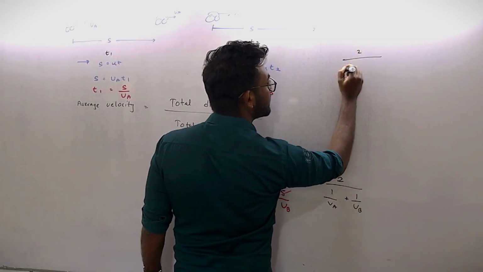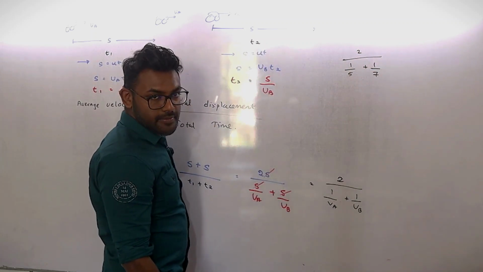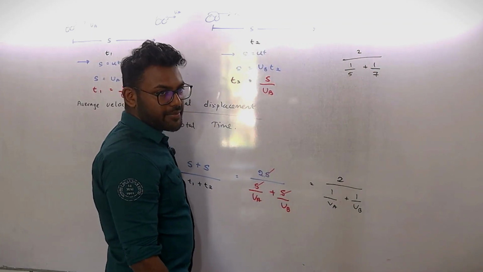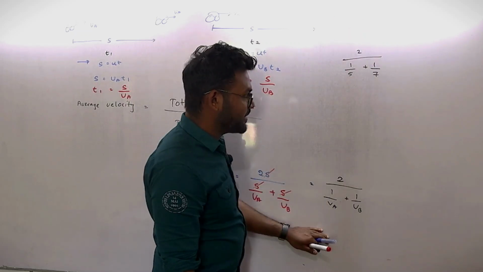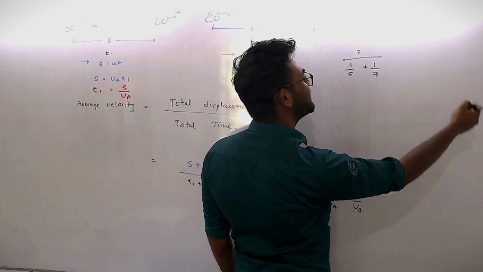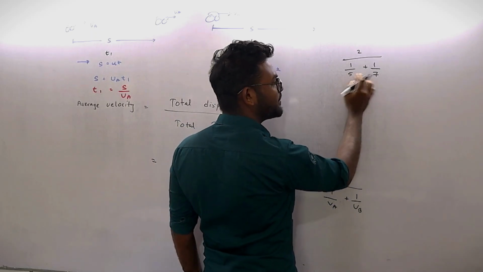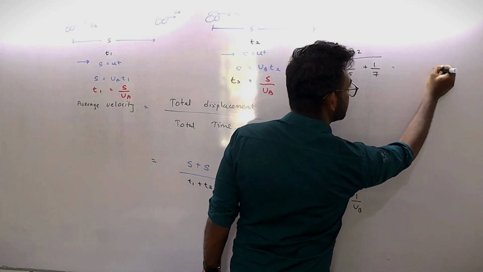2 1 over 5 plus 1 over 7. I will simplify it. Take the common denominator and you can multiply it up. What's the common denominator here? Well, if you are kind of lazy to find the least common multiple, you can just multiply both denominators and take a common denominator like that. Right? 5 into 7.